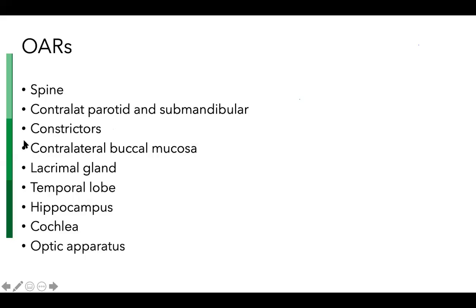And finally, I come to the OARs. This is the spine, contralateral parotid. Of course, we all know. Submandibular gland becomes critical in these patients because they have already lost one submandibular gland on the ipsilateral side. I personally do not spare the parotid of the ipsilateral side. I believe the skin in that area is at risk, the periparotid nodes are at risk, so I would normally treat the ipsilateral parotid, or not spare it at least.